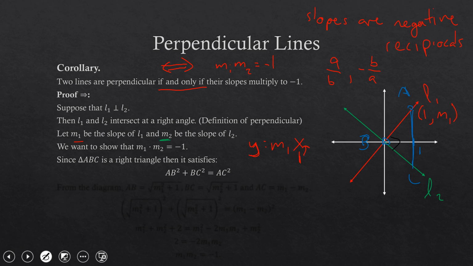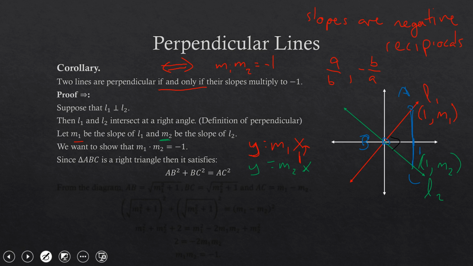And likewise, this point down here, C, is going to be 1, m2. Because if we were to plug in 1 to our equation for L2, y equals m2x, we're going to also get y equals m2. So we're going to get 1 comma m2 as a point on L2. And then we've got 0, 0.